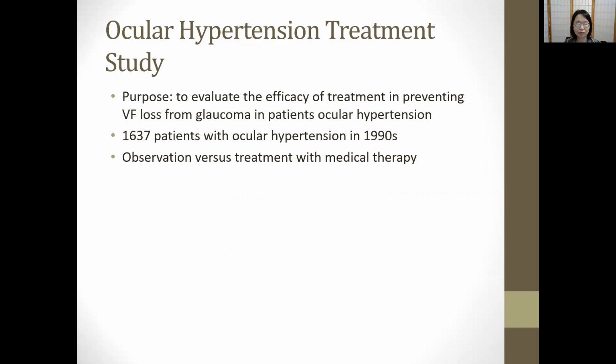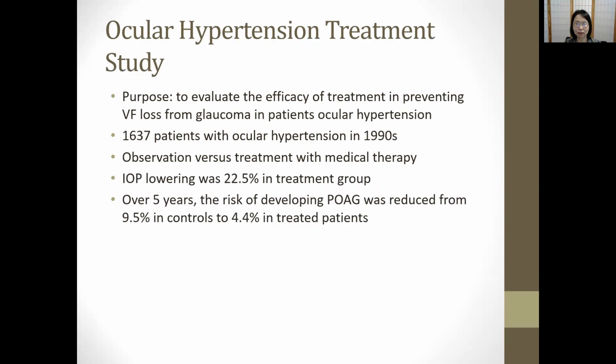They enrolled over 1,600 patients with ocular hypertension in the 1990s, and they randomized them to either observation versus treatment with medical therapy. Pressure was lowered by on average 22.5% in the treatment group. And over the 5-year period, the risk for developing primary open-angle glaucoma was reduced from 9.5% in the control patients to 4.4% in the treated patients.